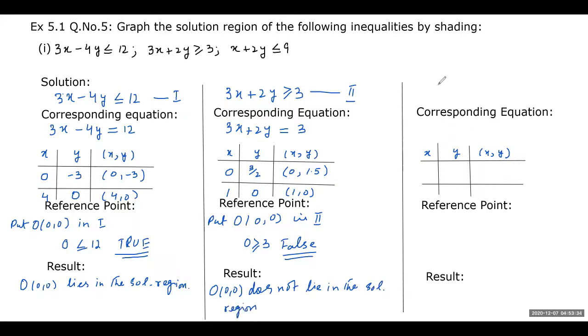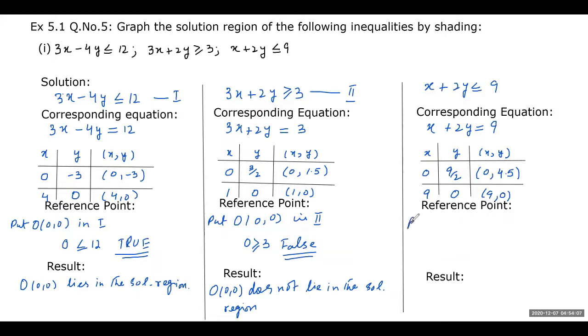Now we go for our third inequality, which is x plus 2y is less than or equal to 9. Its corresponding equation becomes x plus 2y equals 9. Put x equals 0 in it. So you will get y equals 9 by 2. Simplify it, or you may write it in decimal, and you will get (0, 4.5). After this, put y equals 0. You will get x equals 9. So the point becomes (9, 0).